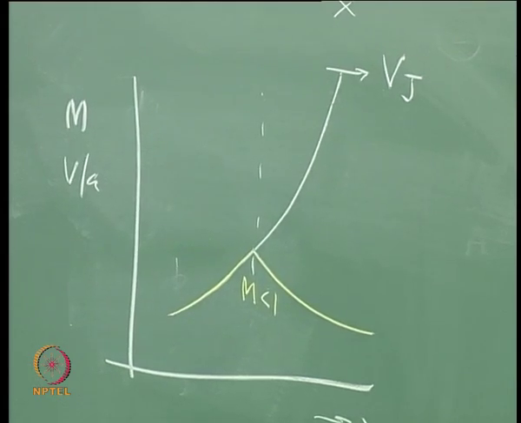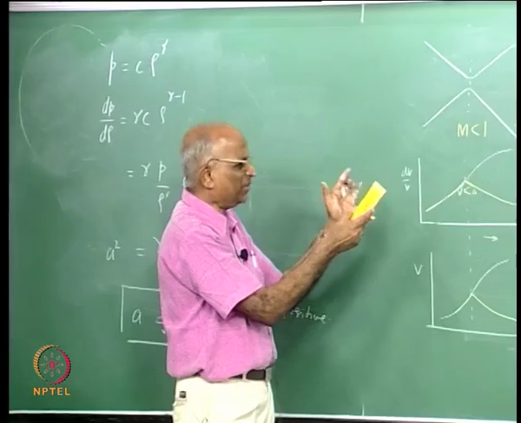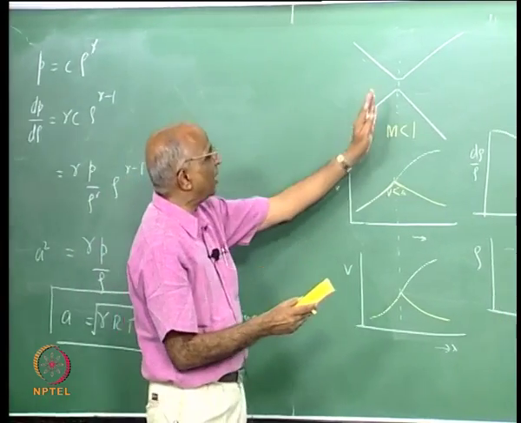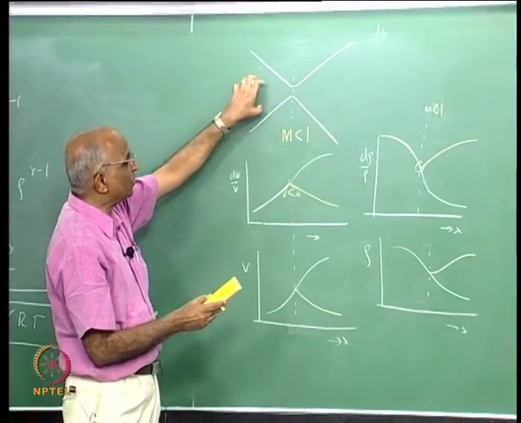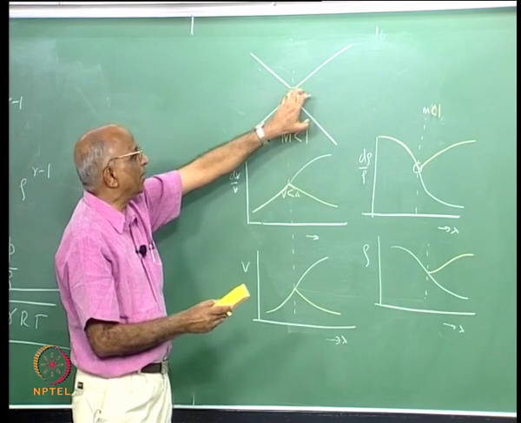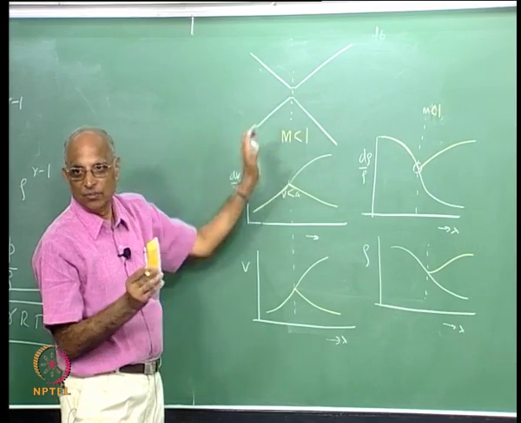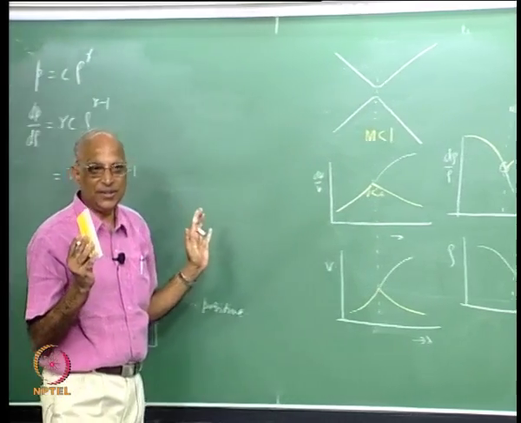I would request you all to go back and study these figures again, because this is central. What we find is, I must have a convergent section followed by a divergent section, and in between I must have a constant area section which I call a throat. Is this clear? I think this is central.